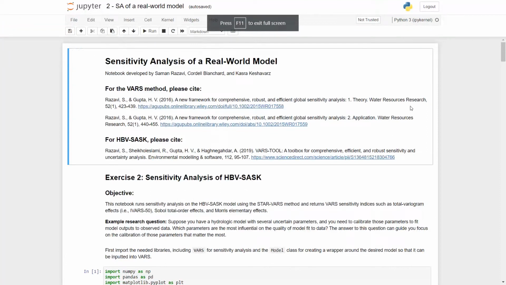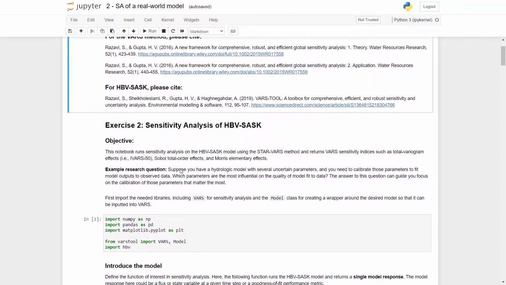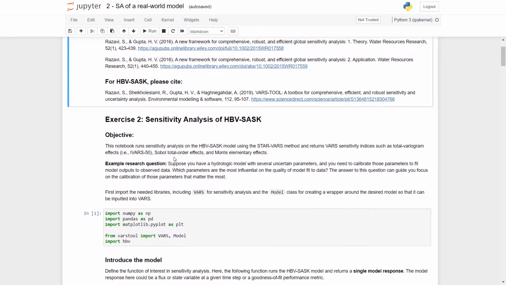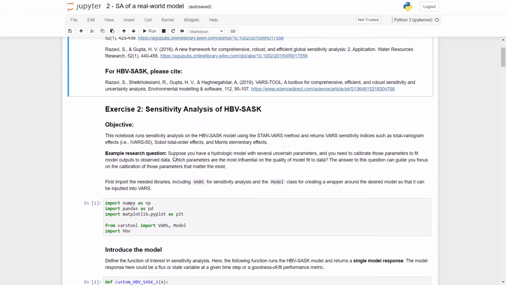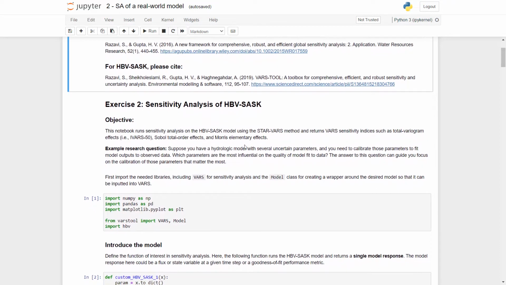Today I will be talking about the second tutorial in the VARS-TOOL package, which is on sensitivity analysis of a real-world model. We will be running an exercise on the model HBV-SASK using the STAR-VARS method and looking over the VARS sensitivity indices such as total-variogram effects, IVARS, and Sobol total order effects.